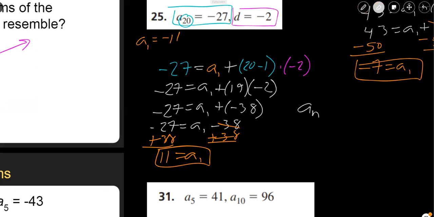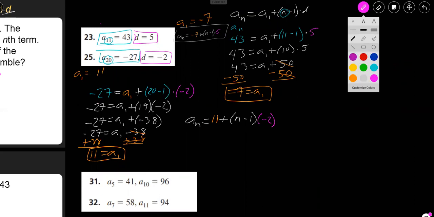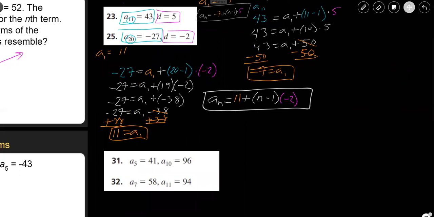It's not -11, +11. So it's going to be AN is equal to 11 plus n minus 1 times -2. And there's our standard form again, or our standard rule, I should say, for an arithmetic sequence. All right, so that's kind of the middle difficulty type problem.